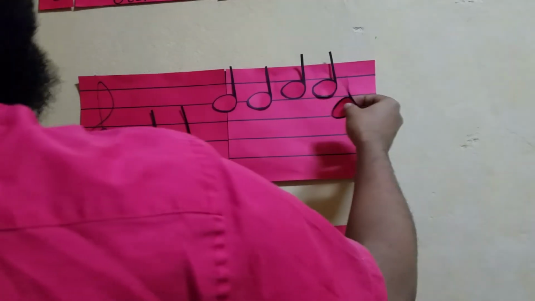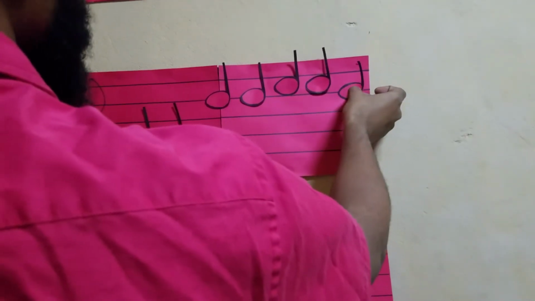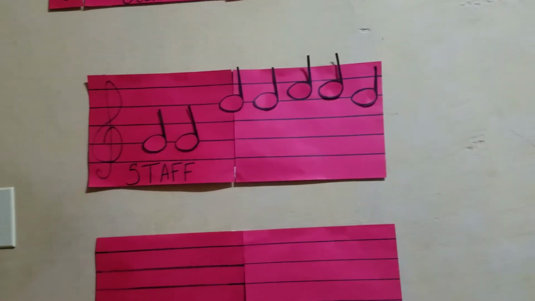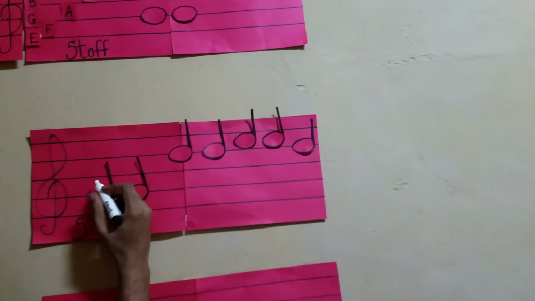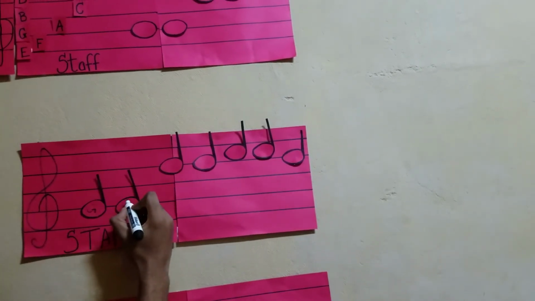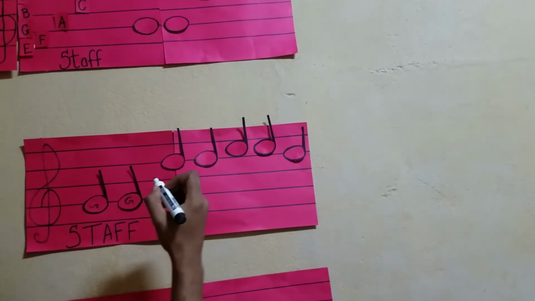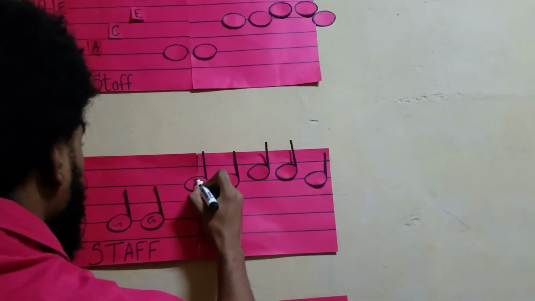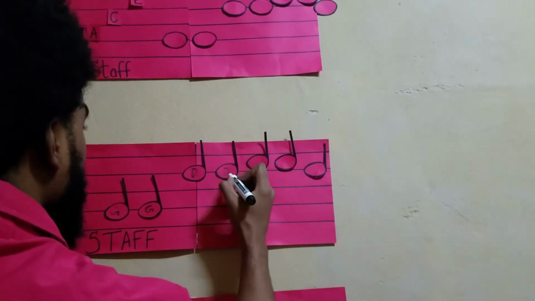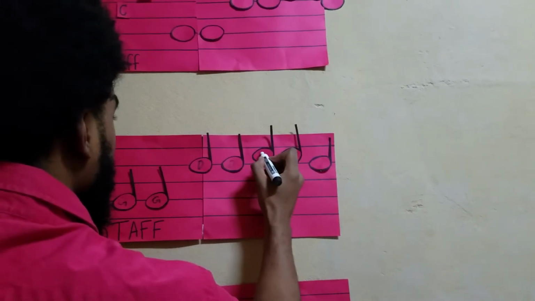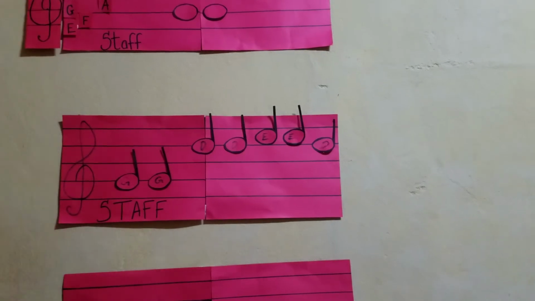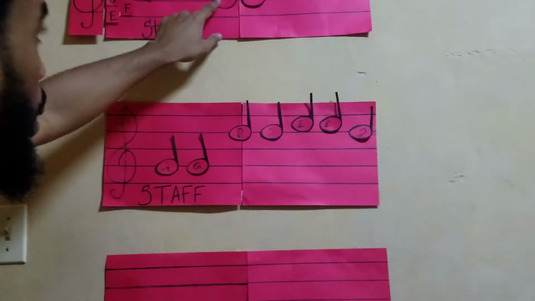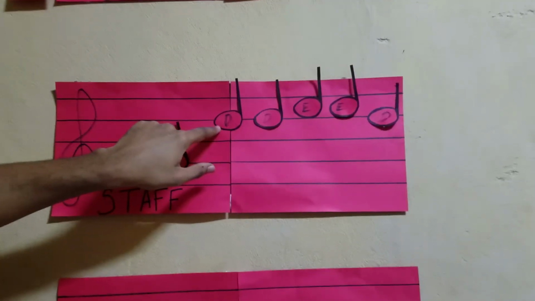Yeah, I'll put this last one on what I said, on D. Alright, so now since I have put these whole half notes on the staff here, it becomes G, G, that's a D, D, E, E, D.